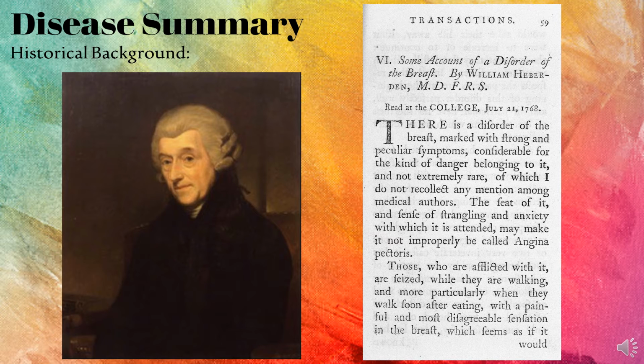Heberden brought angina pectoris to the attention of the medical community through his paper titled Some Account of a Disorder of the Breast at the Royal College of Physicians in London in 1768, of which an excerpt is pictured here. In it, he described both typical exertional angina as well as variant angina, which affected a patient only when he or she was in bed and was relieved by sitting up. In addition, he also points out the influence of mental stress. Here is his most famous excerpt from the paper, of which many aspects are still true to this day.